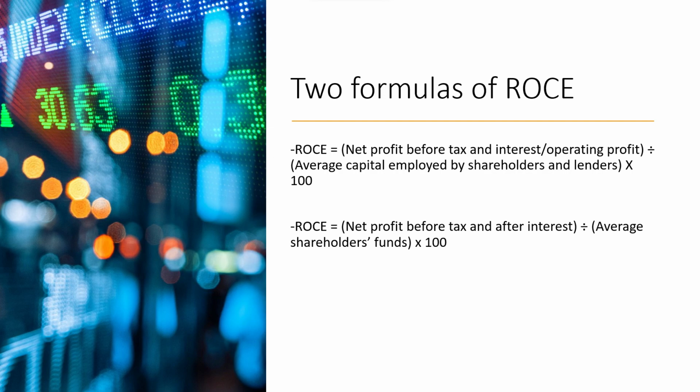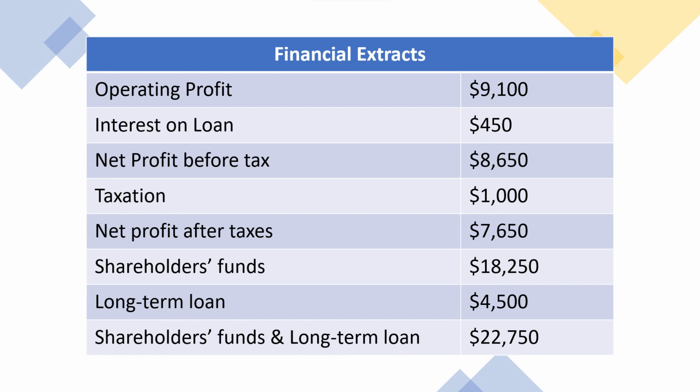The second formula is net profit before tax but after interest, and we divide it by average shareholders' funds, and the result is then multiplied by 100. This expresses the profit which is available only to shareholders as a percentage of their funds. The calculation is also known as return on net assets, as the total capital employed figure is equal to net assets. Now we use the following financial extracts of a company to demonstrate the calculation of return on capital employed.